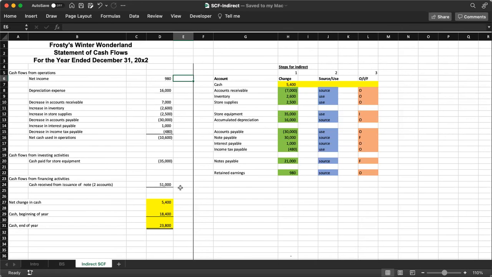Once you get to the bottom, you will see that this is a sum of all three categories of cash flows, and it shows our change in cash, which is exactly what the balance sheet said. Then you put your beginning of year cash and then your end of year cash. And that's how you complete a simplified statement of cash flows in the indirect method.